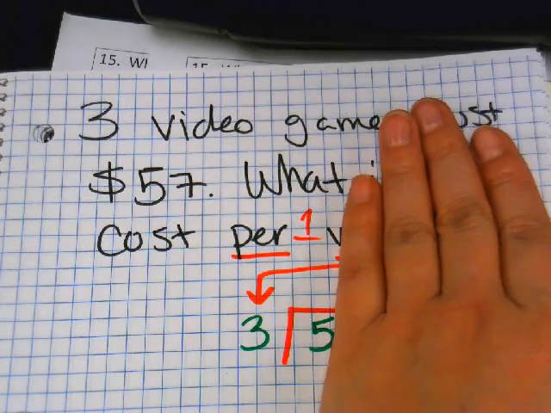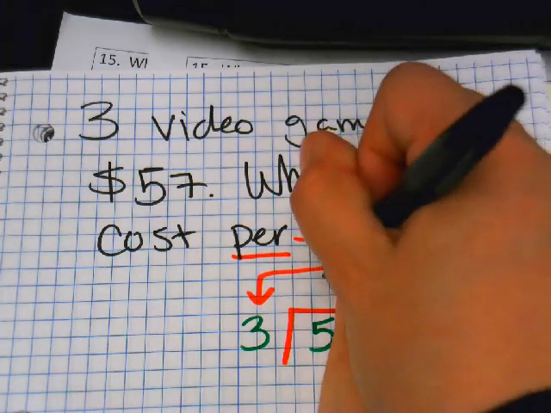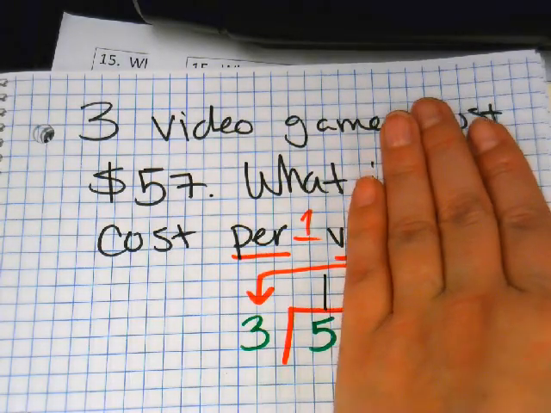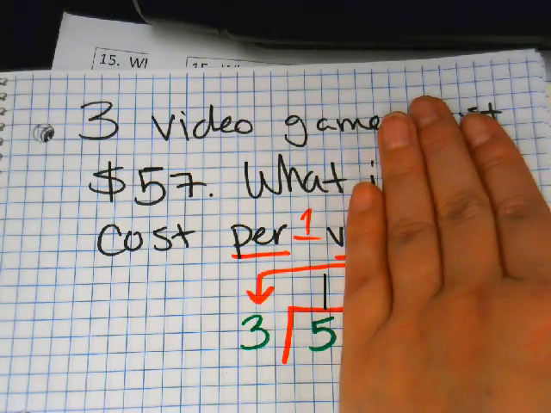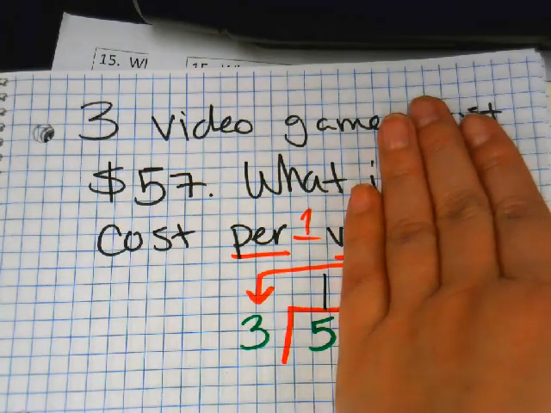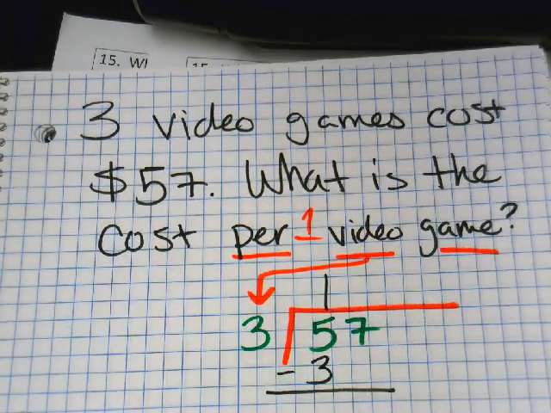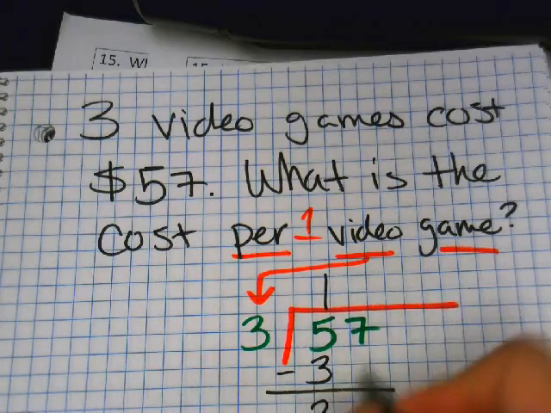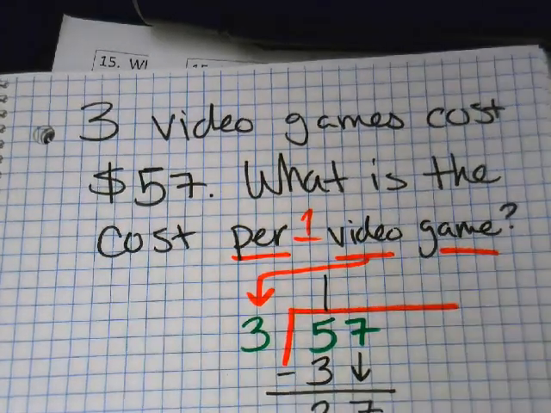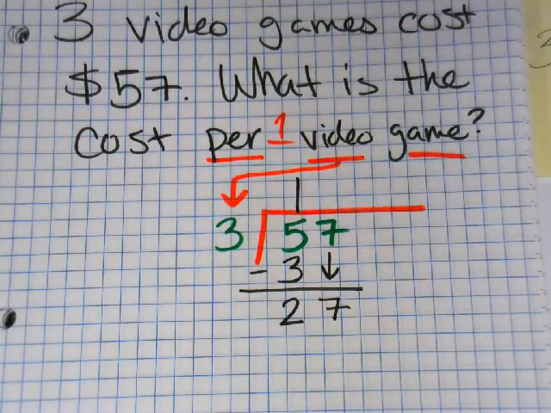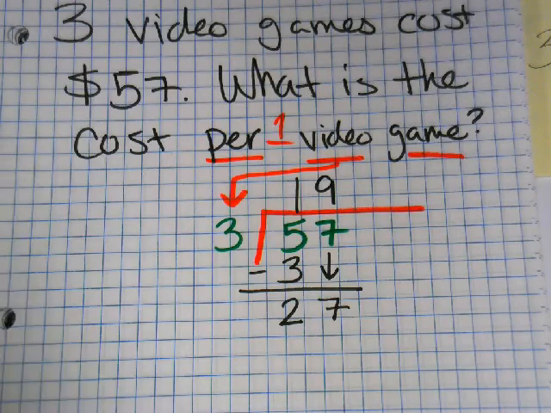Okay. How many times does 3 go into 5? 1, we put a 1 on the top. Bella, do this with us. Okay. Now we multiply. What's 1 times 3? 3. Subtract. 2. Bring down the 7. Good. And then the last question is, how many times does 3 go into 27? 9. 19. But what does the 19 mean in this story?